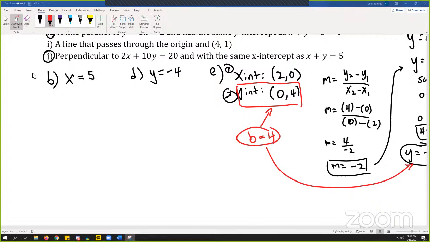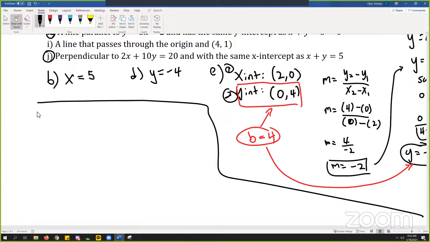Okay, so for this question, let's draw this line here so we know. So H. So the line is parallel to y equals 5x minus 2.